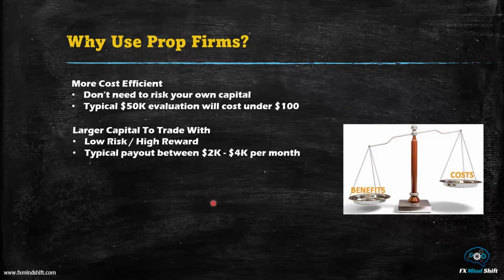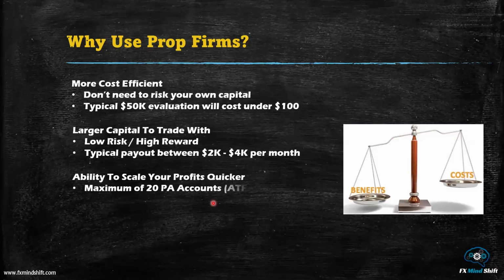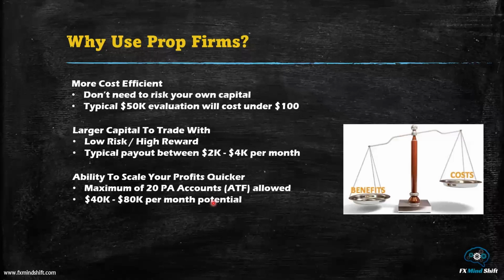Another benefit to trading with the prop firms is that you can actually scale your profits because you can stack your accounts, right? And the firm that I'm trading with right now, which is called Apex Trader Funding, they have a maximum of 20 PA accounts, or performance accounts, that you can trade, okay, or funded accounts. So, you can just do the math there, right? One account gives you 2K to 4K per month, right? On 20 accounts, you're looking at around 40K or 80K per month potential, right?